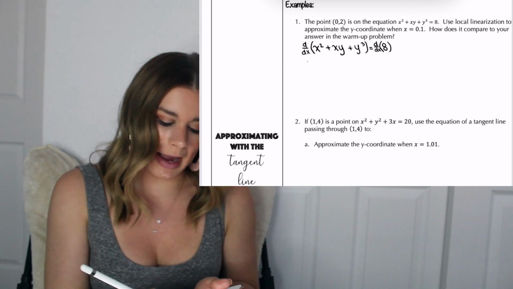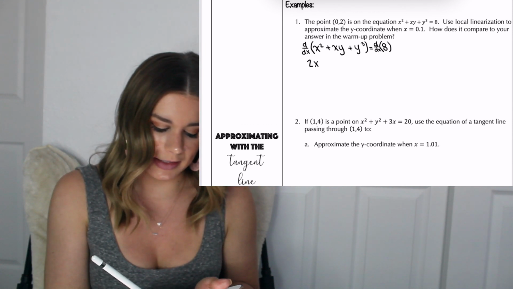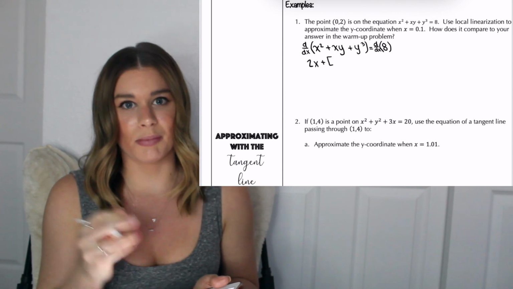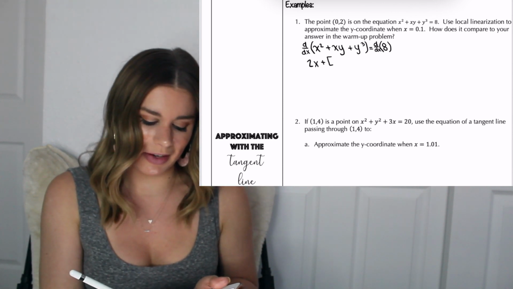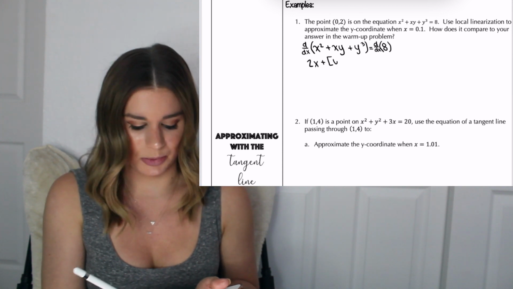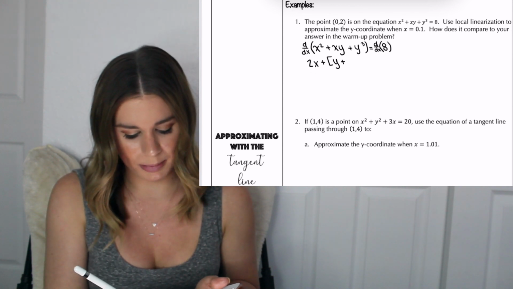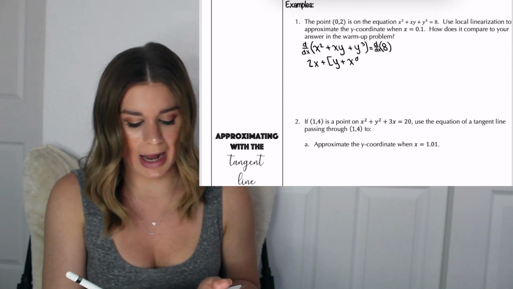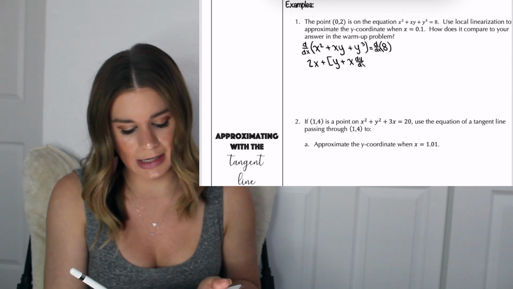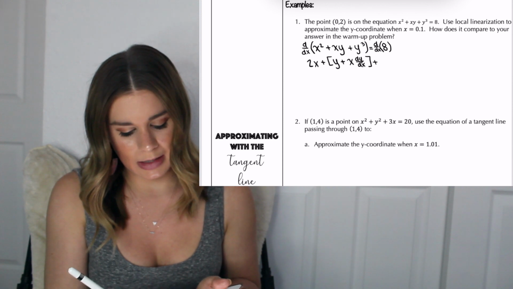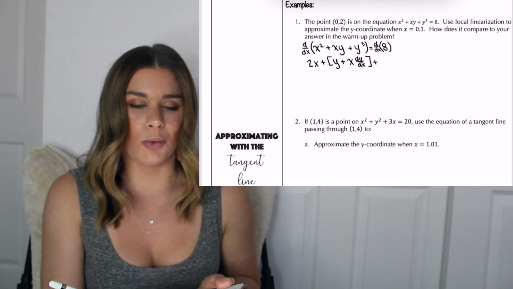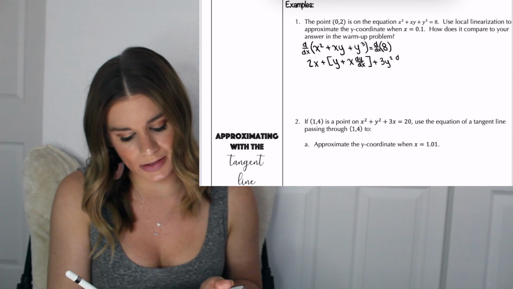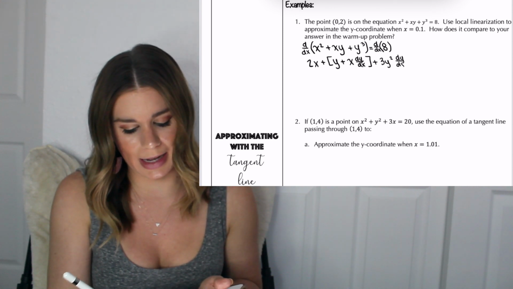The derivative of x squared with respect to x is 2x, plus we have to use our product rule here. Derivative of x with respect to x is 1, so we're just left with y plus x times the derivative of y with respect to x, which is just dy/dx, plus the derivative of y cubed with respect to x is 3y squared times dy/dx.